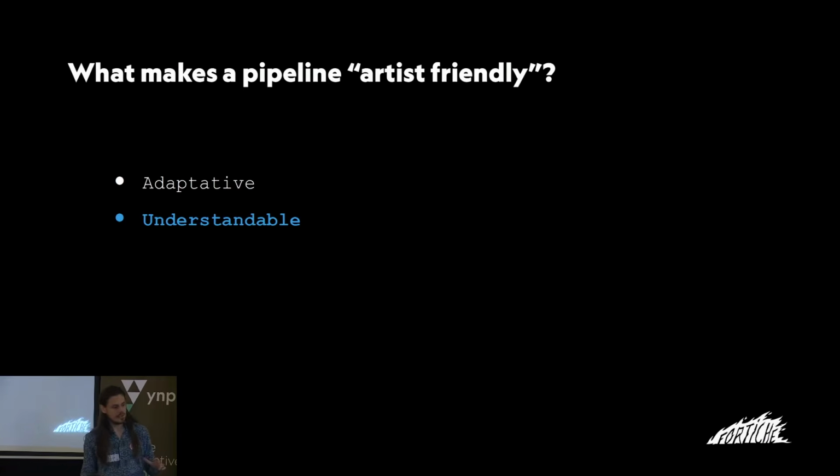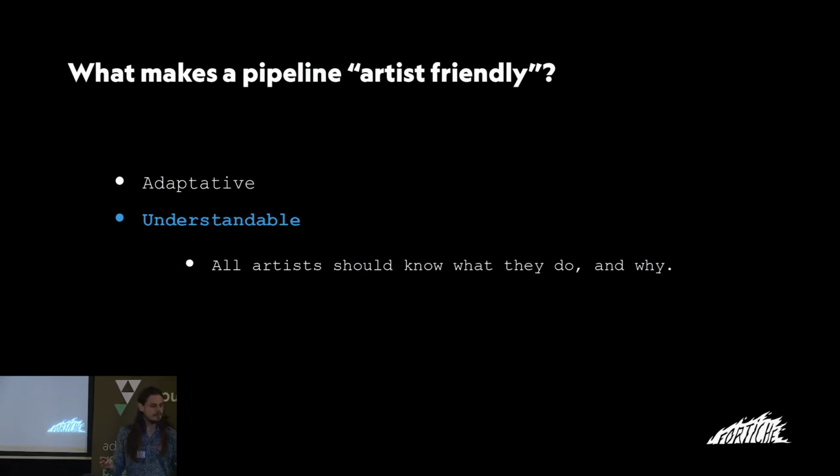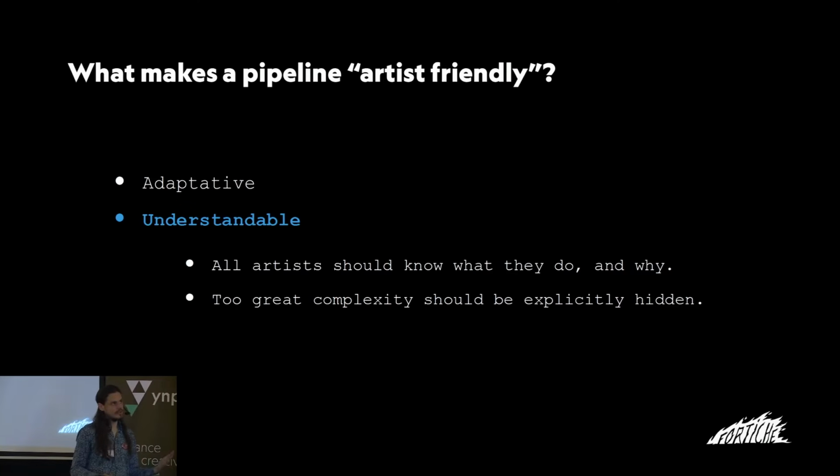Also, we want it to be understandable. All artists on the pipe should know exactly what they do and why they are doing it. If there is too great complexity, you have to hide it in a black box with an explicit message to let the artist know exactly what he does. So he will just click on something, and behind the curtain a lot of technical stuff happens, but he doesn't want to be bothered with that. He just wants to click on something and let the thing happen.